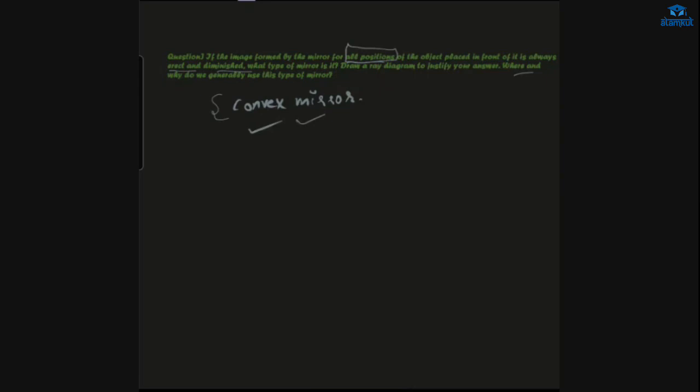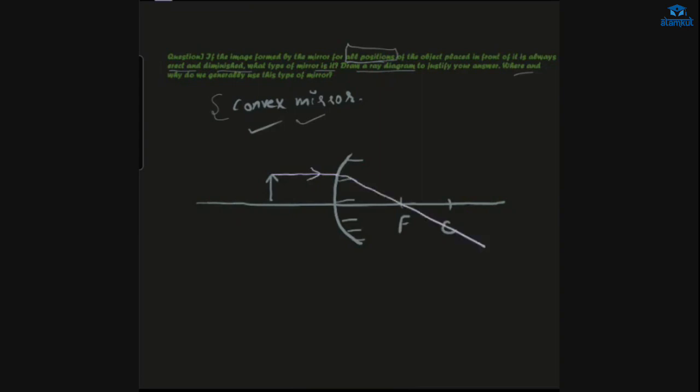Okay. And what is the second question? What type of mirror is it? Draw a ray diagram. Okay, let's draw the ray diagram. We'll draw a convex mirror. Its focus and pole will be here, right? No matter where we place the object, a parallel ray will get diverged, since it's a diverging mirror. It will be the solid line, and when we extend this line to here, it will appear to pass through the focus.